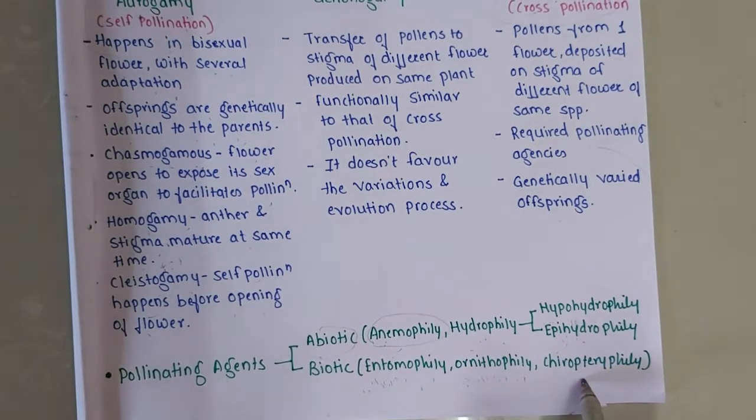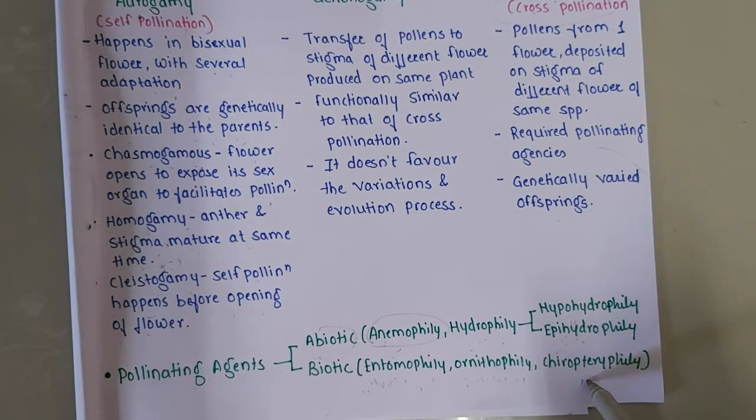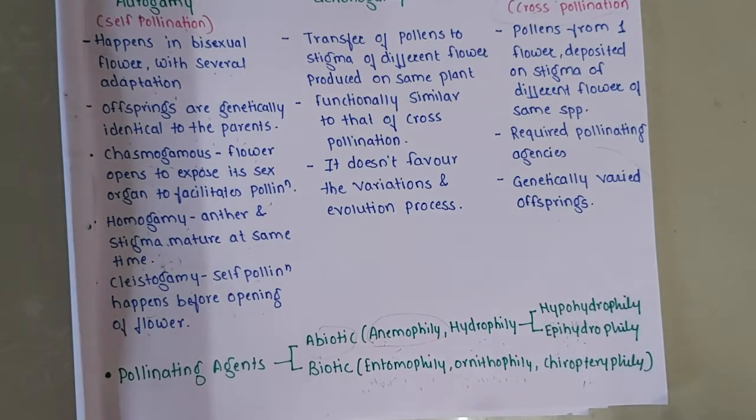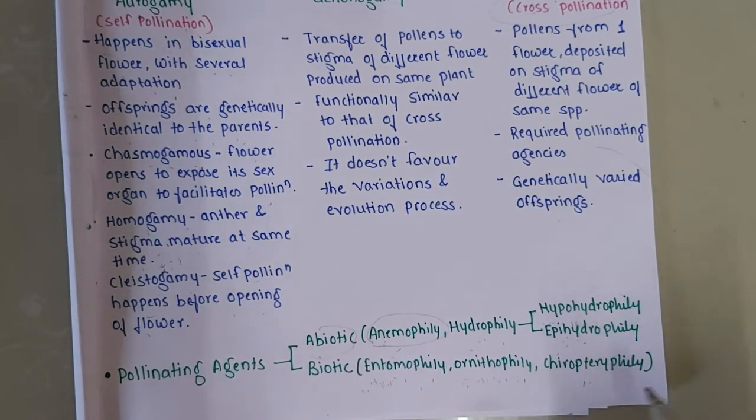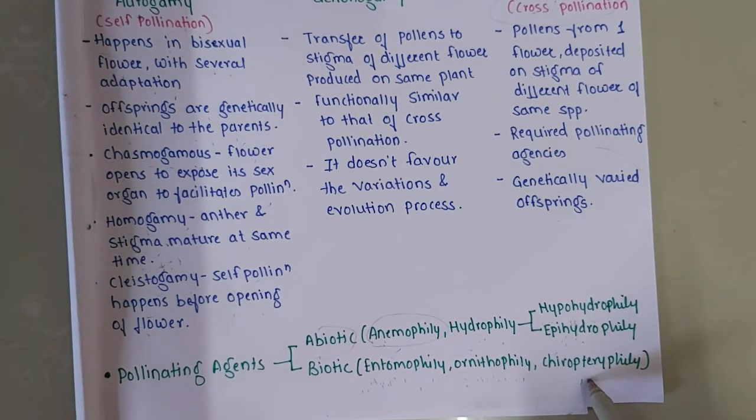Last type is what? Pollination by bats, that is chiropterophily. Okay, bats can transport the pollen over a long distance, sometimes several kilometers. For example, they have given the kadamba tree and sausage tree. These are the examples of pollination by bats.